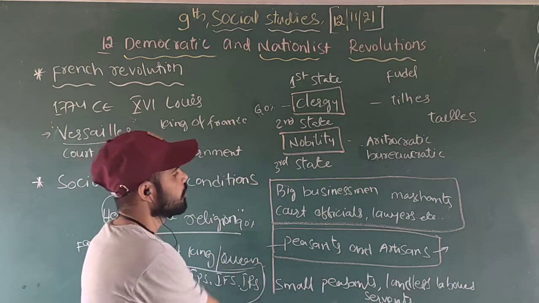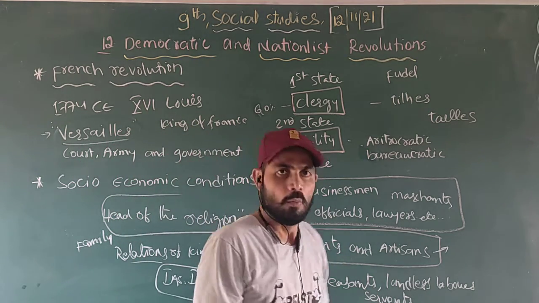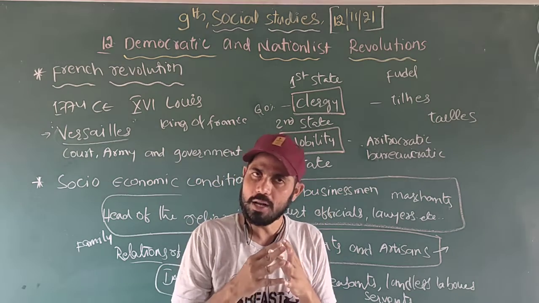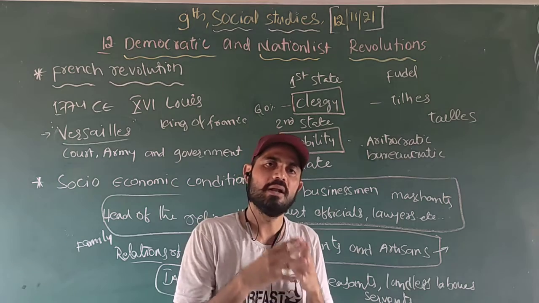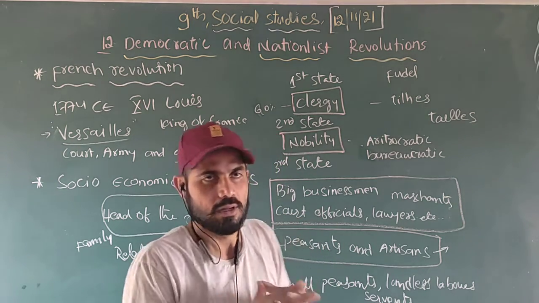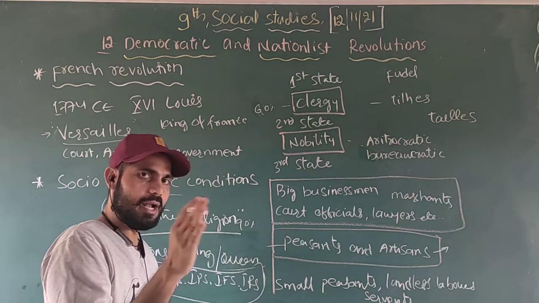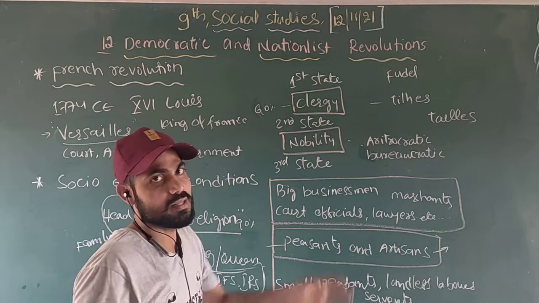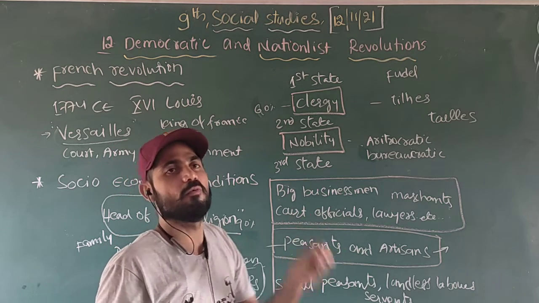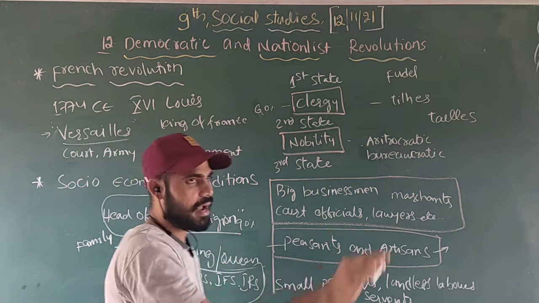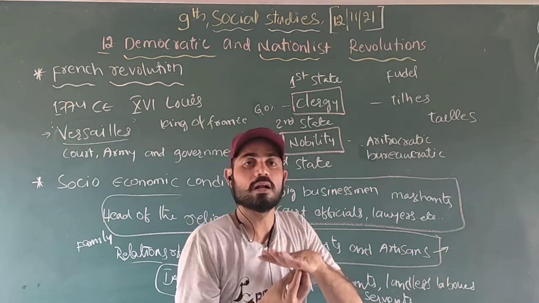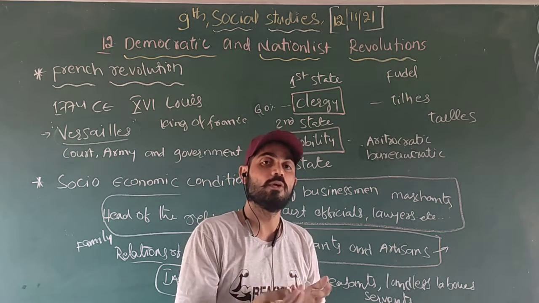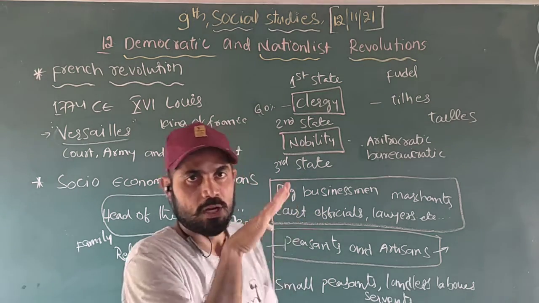And the third state we know is everything else: businessmen, merchants, all those things. But most of the people, 90% of the people in France, are dependent on the land. They are doing agriculture. But the land is not in their hands. Why? Because 60% of the land is under control of the clergy people, we call them the church people.